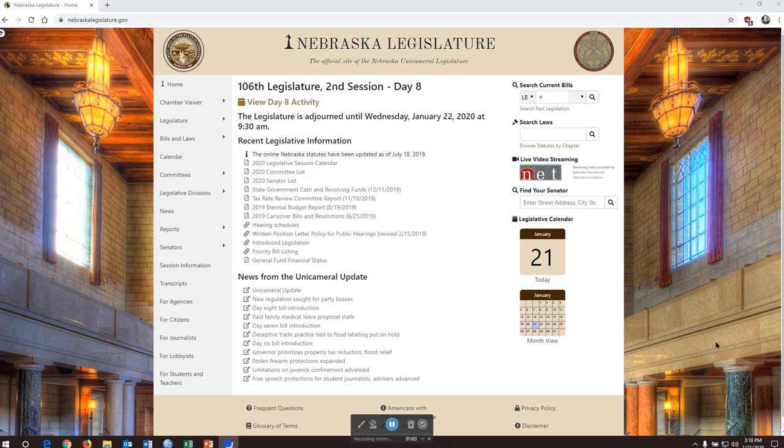But I just want to point out a couple of things on the website that you might be interested in, and then sort of get to the meat of what I'm asking you to do this week. So I'm going to scroll down here to calendar first thing, and you'll see why in just a second. We are in the 106th legislature, second session, day 8, as I record this, and that's on the 21st of January. That's important. Let me show you the calendar.